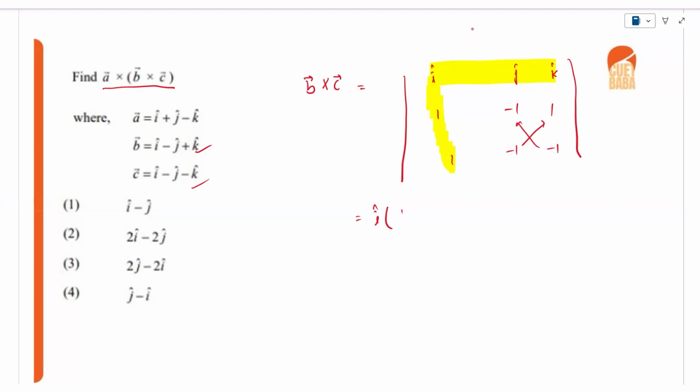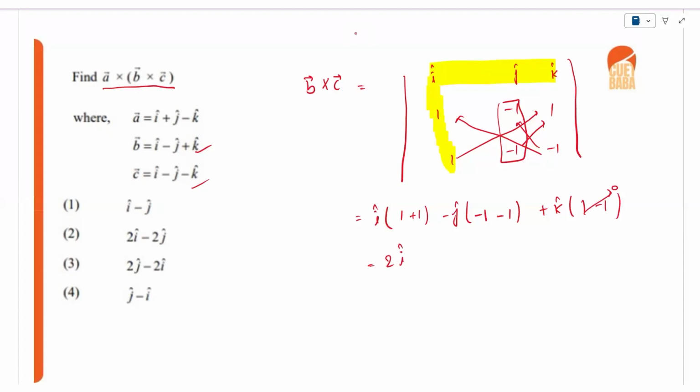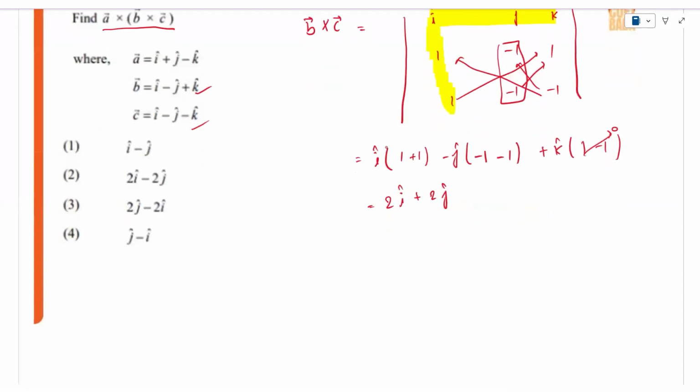So it is 1 plus 1, then minus j cap, and it is minus 1. We are neglecting this column this time, and multiplying these two. So it is minus 1 and minus 1. And similarly for k cap, it is equals to 1 minus 1. So 1 minus 1 is 0. So final answer is 2 I cap plus 2 j cap, right? And this is B cross C vector, B vector cross C vector.